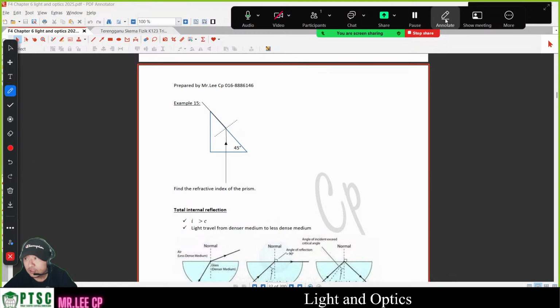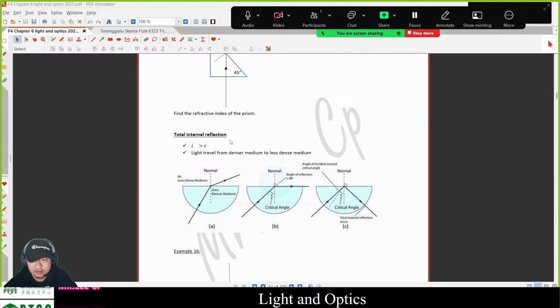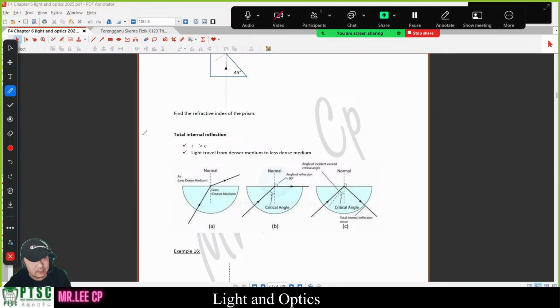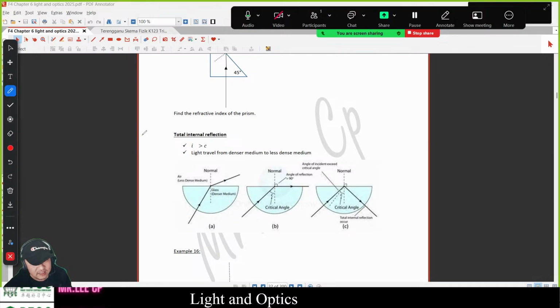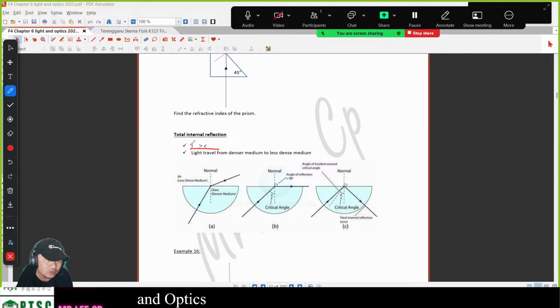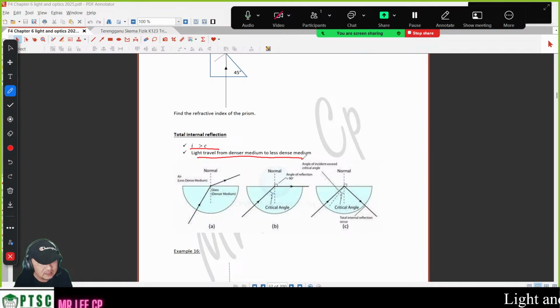Now, come to the next one. It is called total internal reflection. Total internal reflection, two things. If this question asks, it surely asks you about these two things. One, the incident angle must be more than the critical angle. And then the light must travel from a denser to a less dense medium.